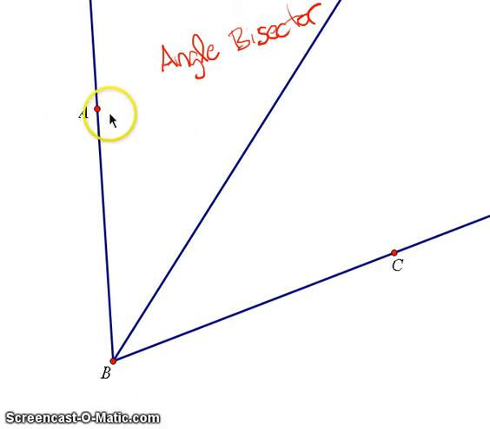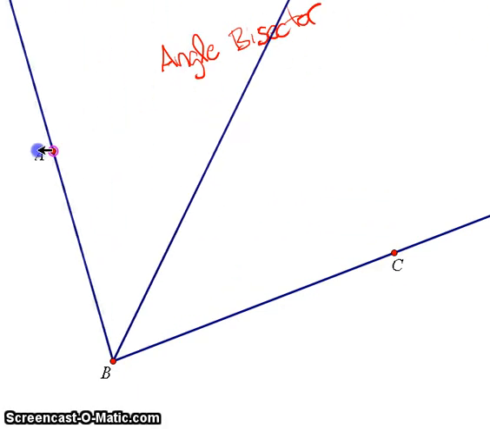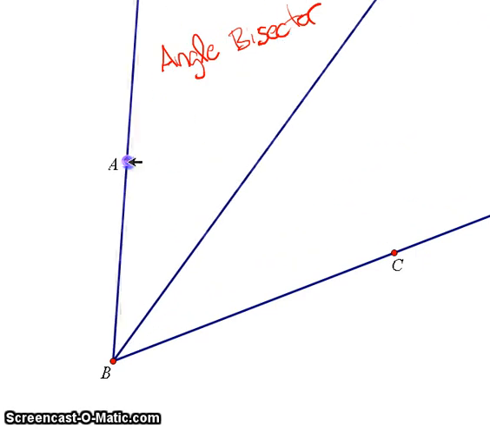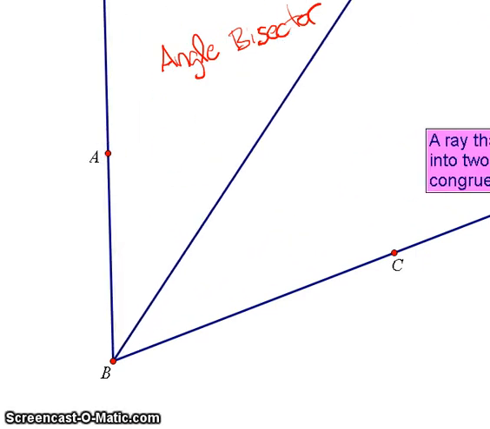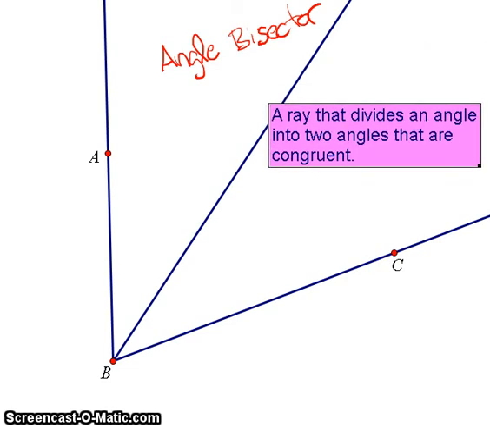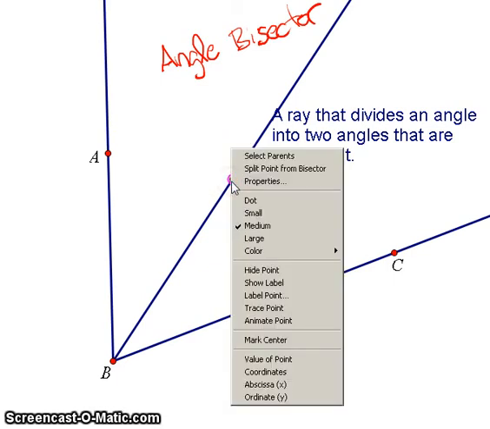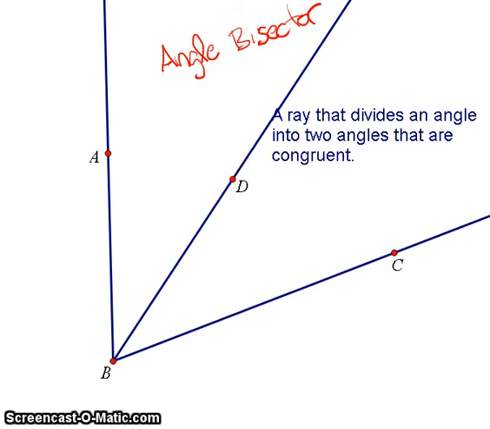So as you can see, it's going right down the middle, and as I manipulate this angle, it stays right down the middle. Let's get the definition of angle bisector up. It's a ray that divides an angle into two congruent angles. I'm going to add a point here to this ray so we can talk about this diagram a little bit more. So in this example, ray BD is the angle bisector.